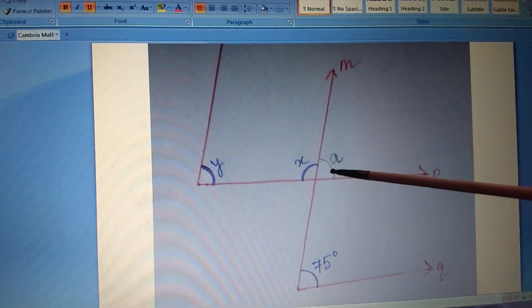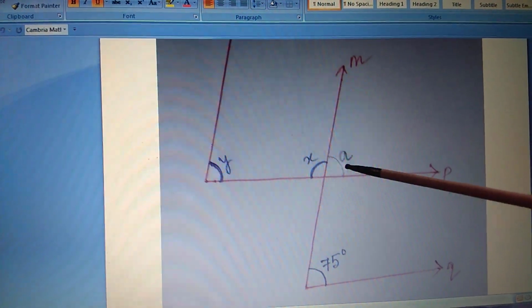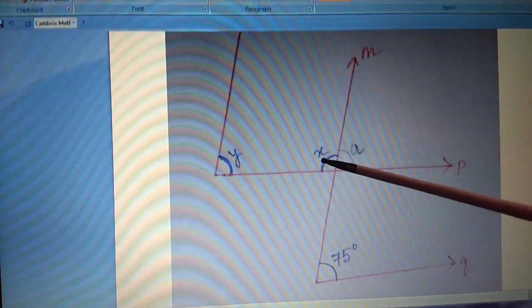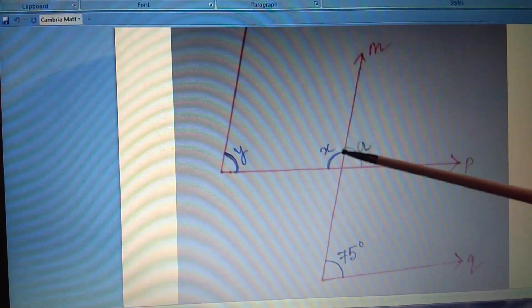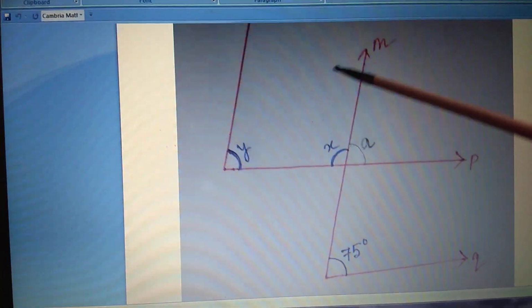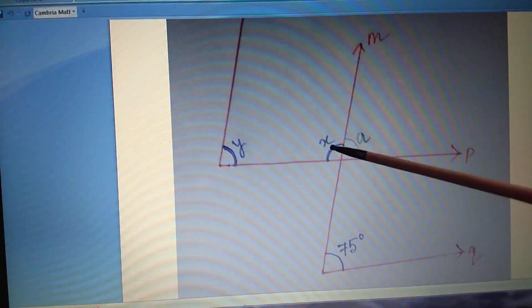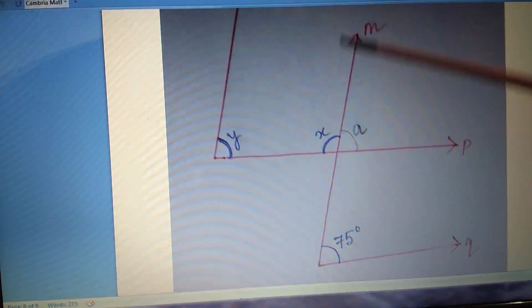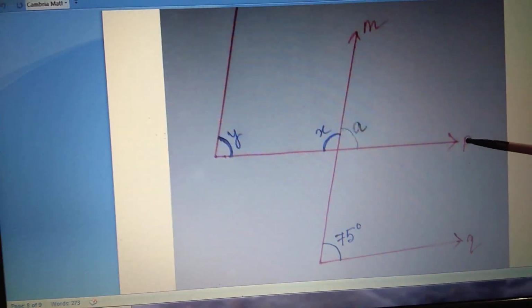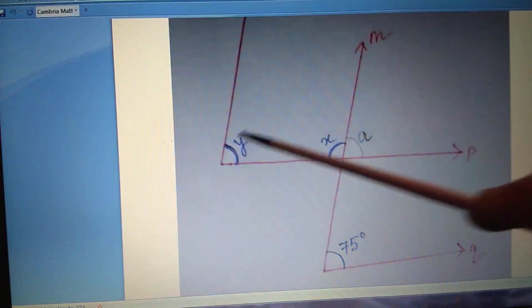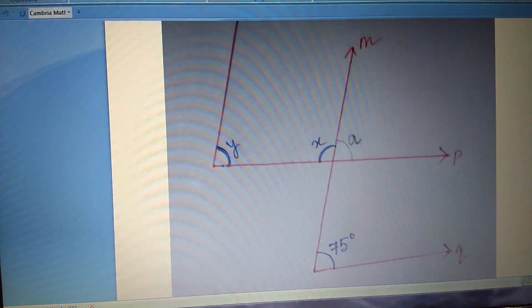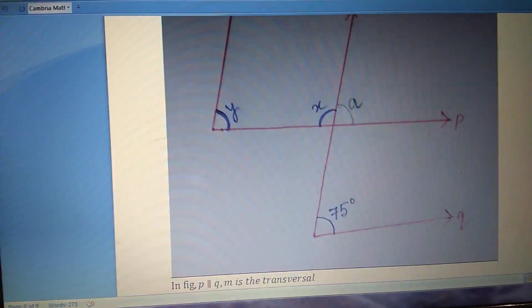Okay. Again, A and X, they are a linear pair. So, A plus X equals 180 degrees. From that, we will get the value of X. Our main aim in this math is to find the value of X. Then, again, L is parallel to M and P is the transversal. So, A is equal to Y. Again, they are corresponding angles. Okay. Hope my explanation is clear to you.